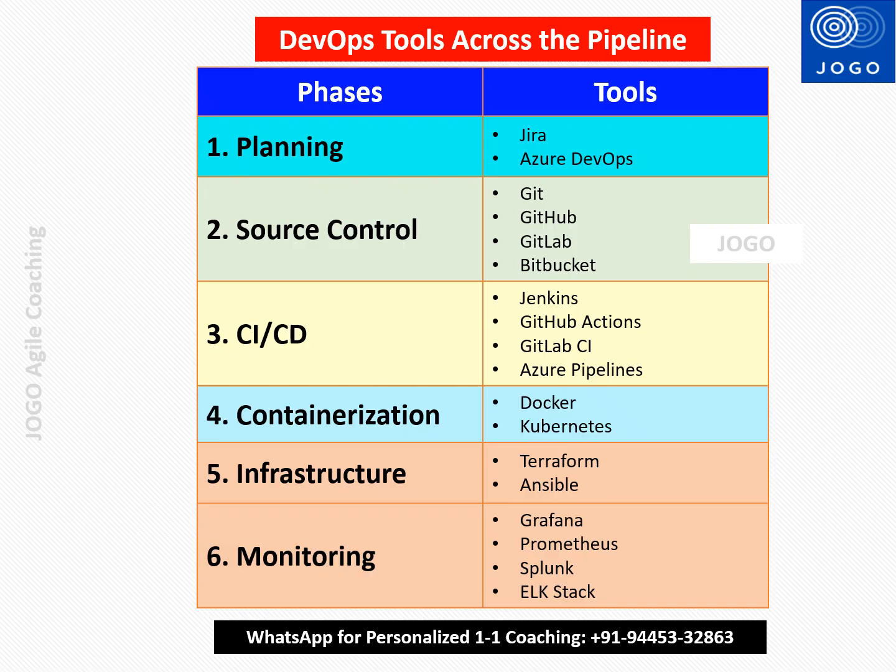When it comes to continuous integration and continuous deployment pipeline setup, Jenkins, GitHub Actions, GitLab CI, and Azure Pipelines are used. These are all popular tools. When it comes to containerization, Docker and Kubernetes are used. When it comes to infrastructure as code, Terraform and Ansible are used mostly. When it comes to monitoring, Grafana, Prometheus, Splunk, and the ELK stack. So these are all the popular tools used in the DevOps pipeline.